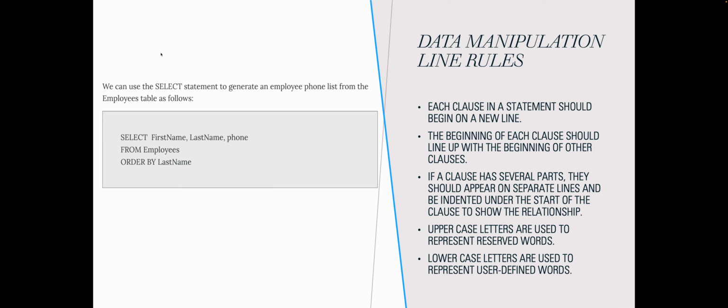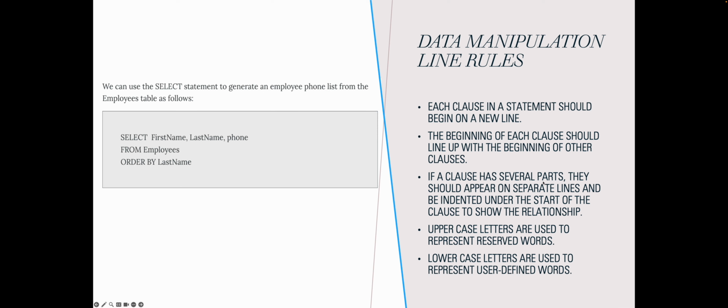And then some of our simple manipulation line rules. Each clause in a statement should begin on a new line. So this here starts on a new line where we've got select, and then we've got first name, last name, and phone. These are all column names. And then we've got from the employees table, order by the last name.